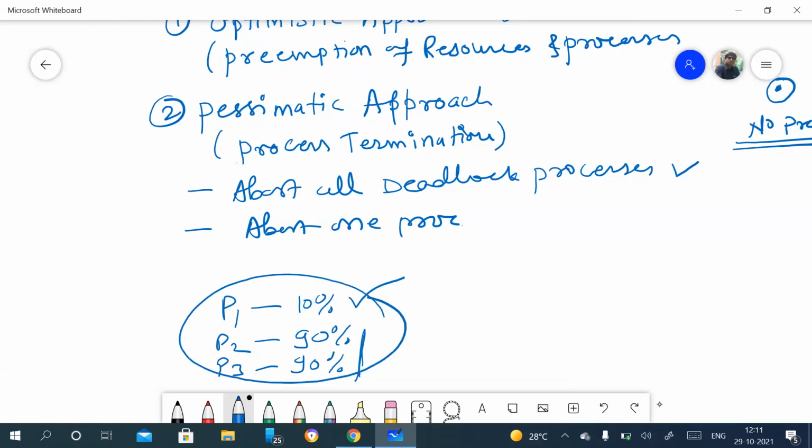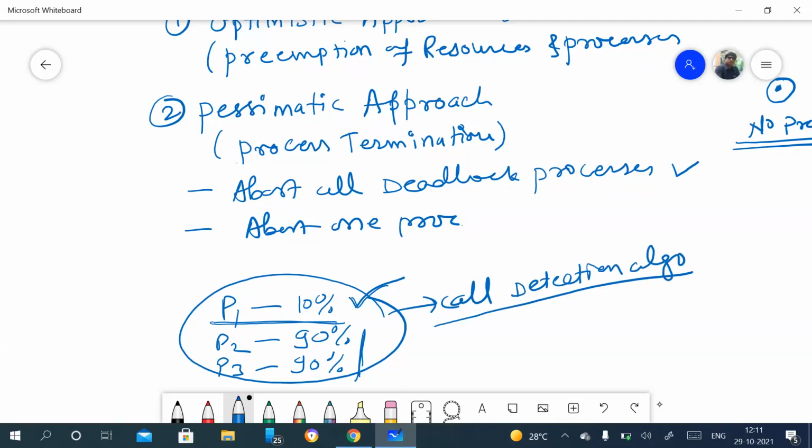And the second option is aborting only one particular process, like P1. But how do I find out that particular process? It means I again need to call the detection algorithm. So for every deadlock condition and for every process, we need to call the detection algorithm. This will create an overhead.